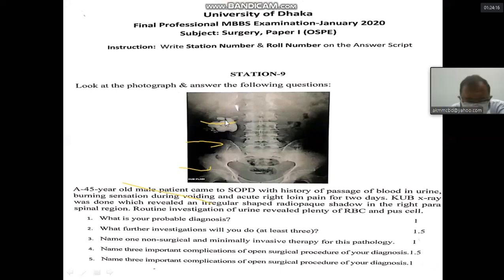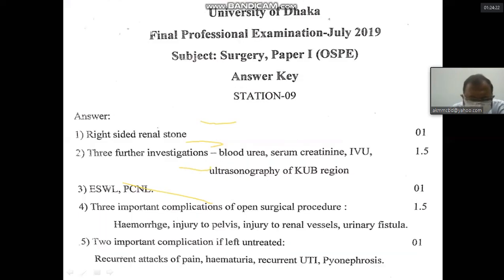Renal stone. Renal calculi. Renal stone.